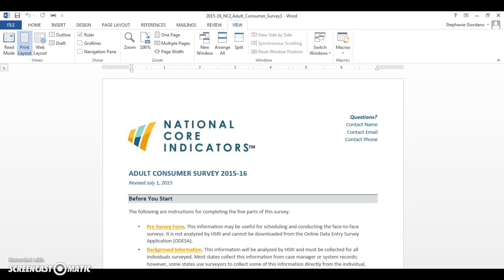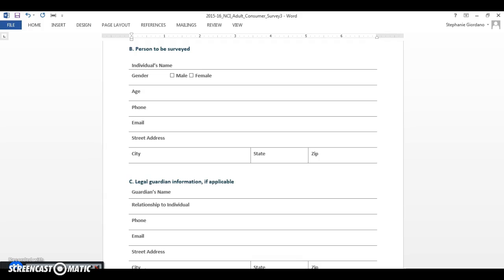The first part of the Adult Consumer Survey is a pre-survey form. As noted in Module 1, this is information that is used by the interviewer to help schedule the consumer survey meeting, as well as use familiar names and terms for the individual as you go through the questions. The first part of this form asks about people who may be helpful in setting up the consumer survey meeting, as well as individuals who may be involved in the meeting itself.